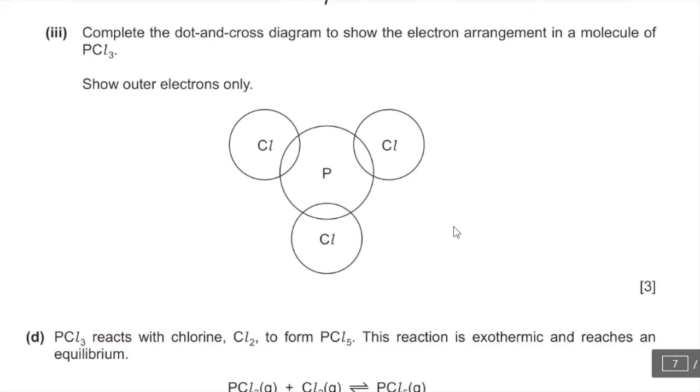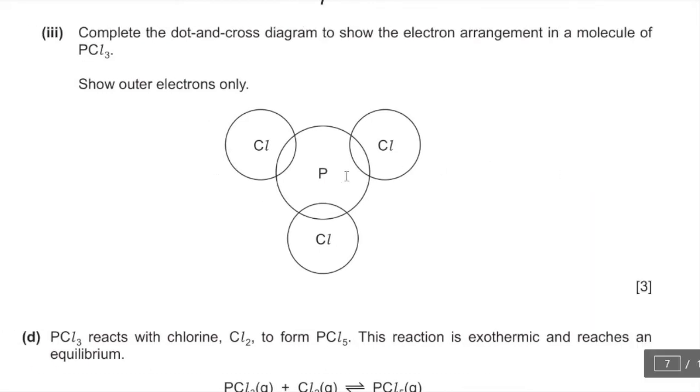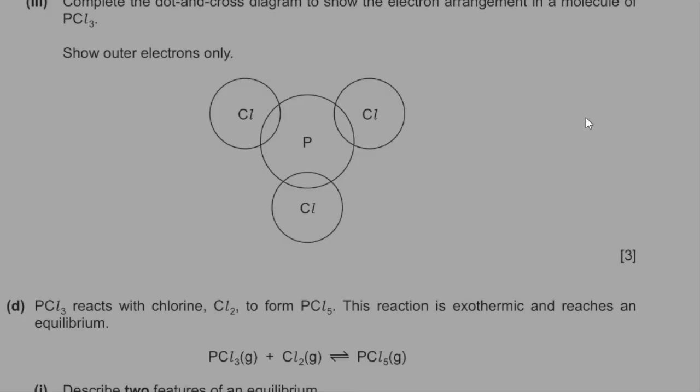Show outer electrons only. So phosphorus is a group 5 element, which means it has 5 electrons in its outer shell, and it needs 3 extra electrons, and it's going to be getting them from the 3 chlorine atoms. Each chlorine atom has 7 electrons in its outer shell, so it only needs one to complete it. And so the three of them are going to be sharing 1 electron each with the phosphorus atom. Alright, so phosphorus has 3 bonds, one with each of the chlorine atoms.